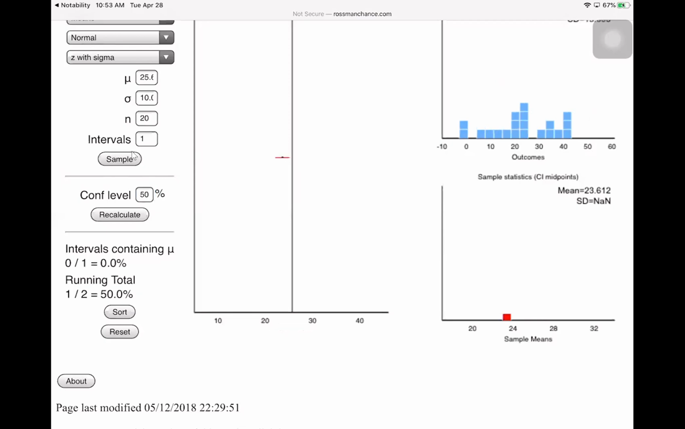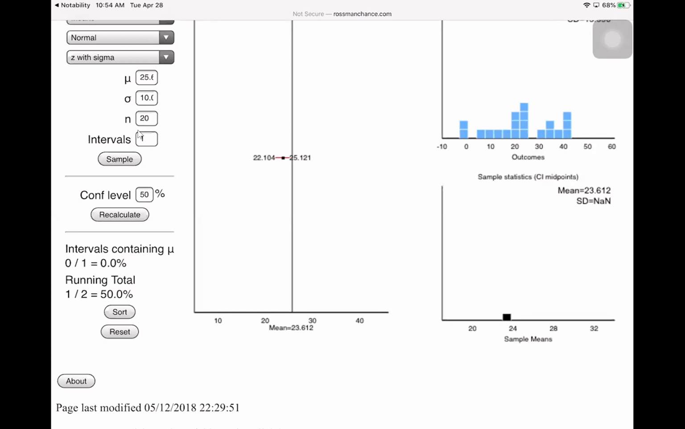So if you look at it, it indeed got smaller. And if you look at it now, it became red. It became red because it didn't capture the true population mean. It's saying it should be between 22.104 and 25.121, so it didn't capture 25.6.